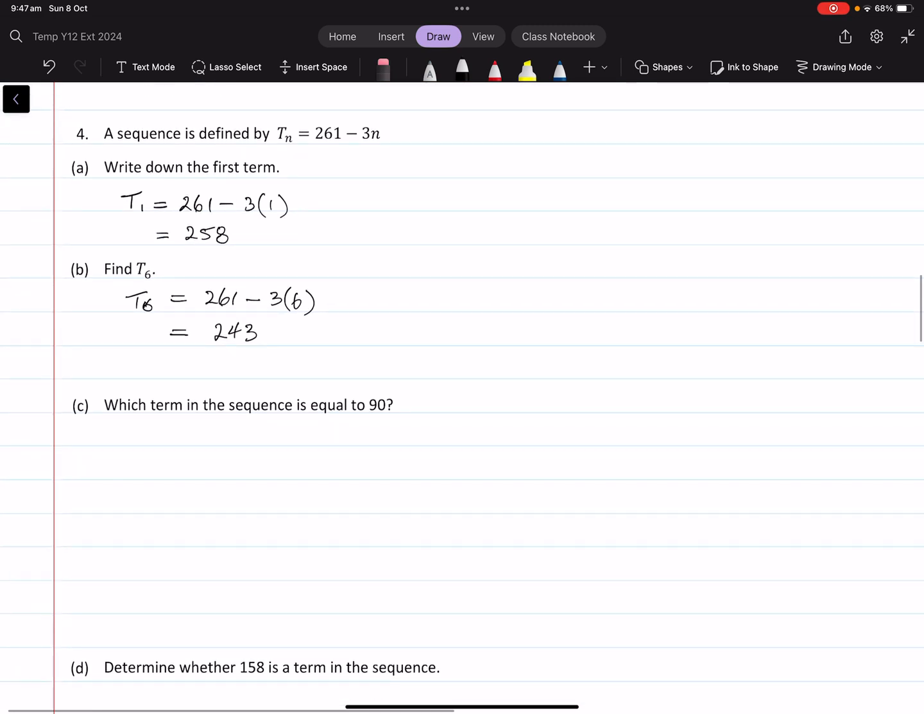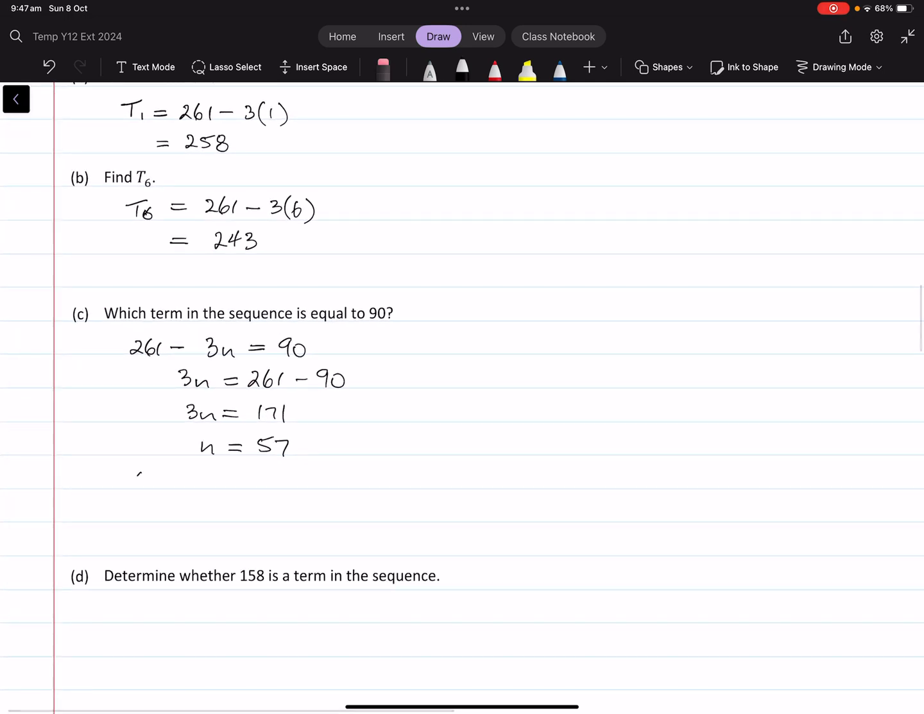Which term in this sequence is equal to 90? Okay, well, in that case, what we're saying is that the nth term, which is 261 minus 3n, has to equal 90. And so we're solving this now. So 3n is going to equal 261 minus 90, which is, use your calculator there, 171. So we have 3n is equal to 171. So n comes out to be 57. So it is the 57th term.